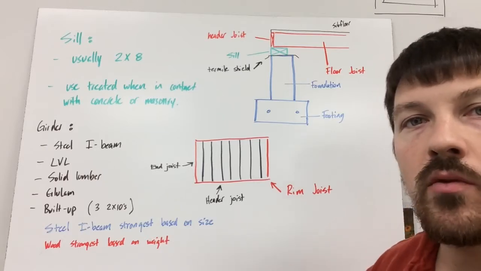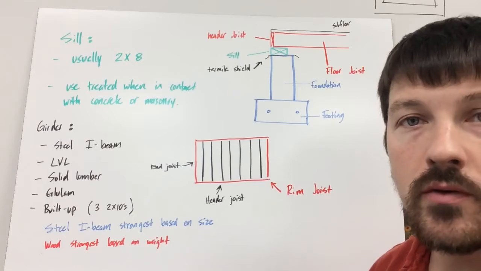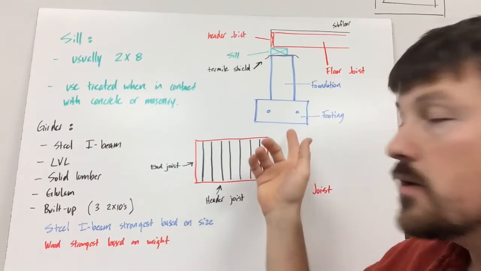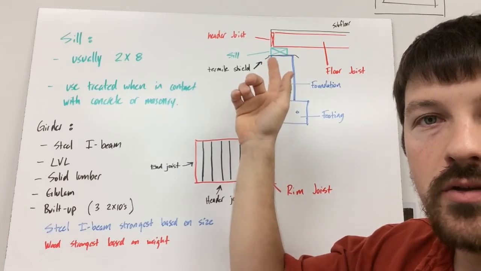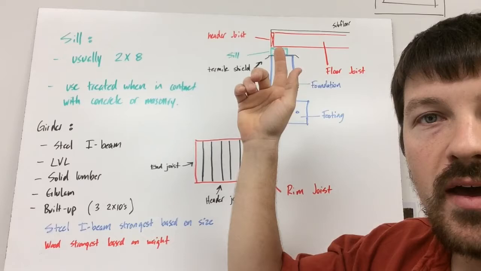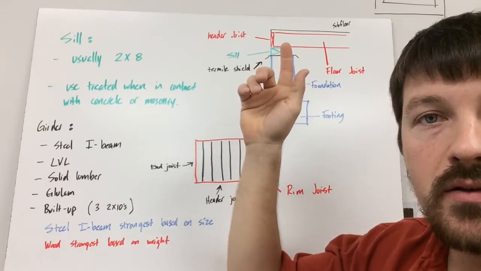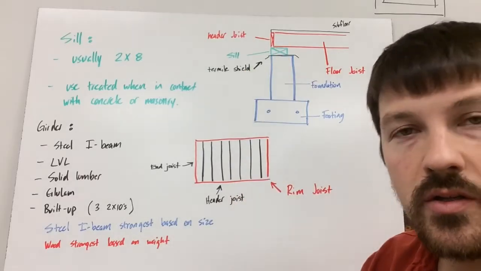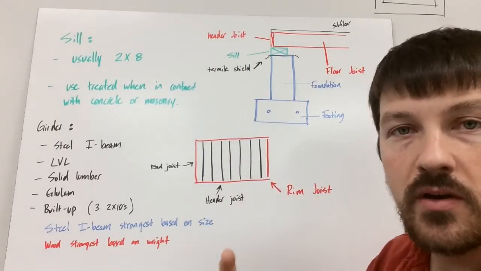In the top right here, we've got a typical cross-section of a basic floor frame. You've got your footing, your foundation wall, then sometimes they do a termite shield, then there's the sill, and then you have the rim joist, the header joist, and floor joists, and then subfloor. And you can see how that all stacks up on top of the foundation.